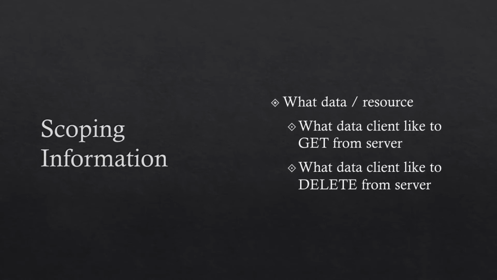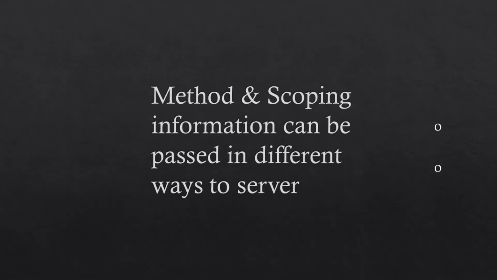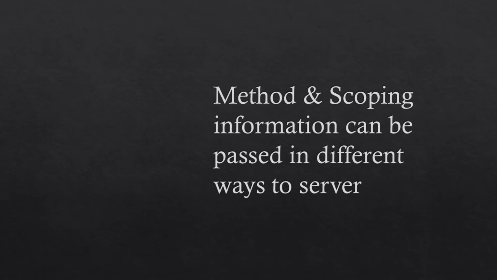And the second thing is on what particular data or resource the client would like these actions to happen. Like what data the client is interested in getting back from the server, or posting to the server, or deleting from the server, etc. This is known as the scoping information. Now these two things, method information and scoping information, play the major role in classifying the types of web services. So friends, I hope you got an idea about what method information and scoping information are.